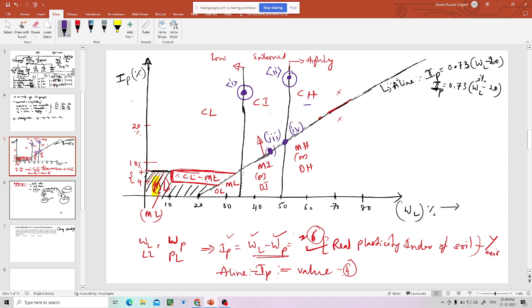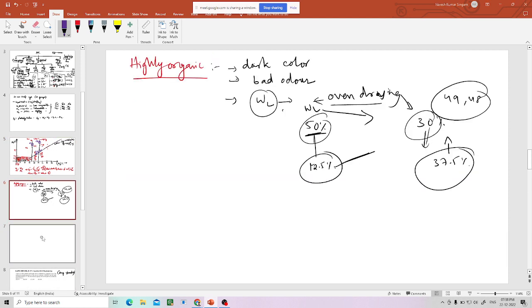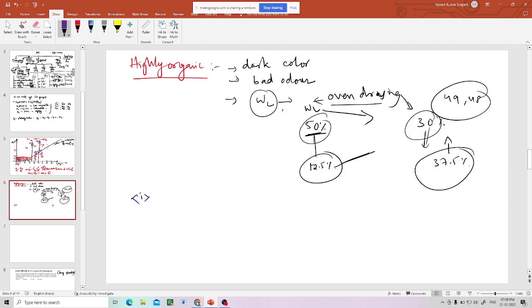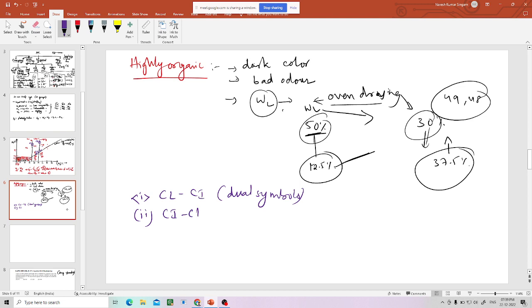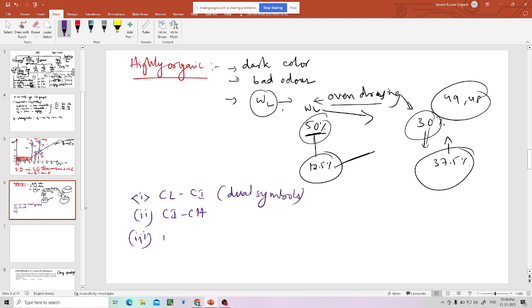So in that case, let us go for just a minute. Okay, now the first point is CL and CI. You just have to use both symbols, CL and CI. These are called dual symbols. If something is falling at this point, you have to use CL-CI. If something is falling here, it is CI-CH. What about the third point? The third point is MI-CI. You have to use MI-CI.